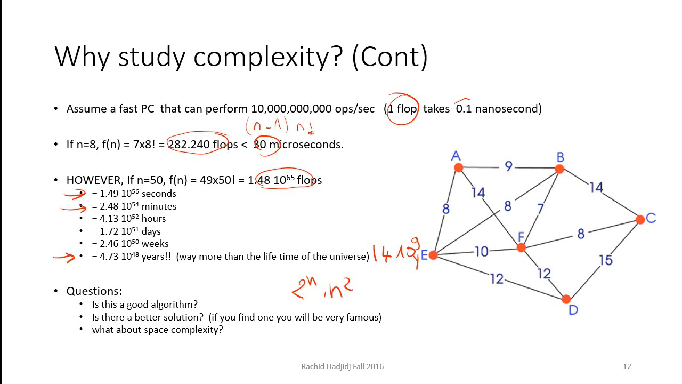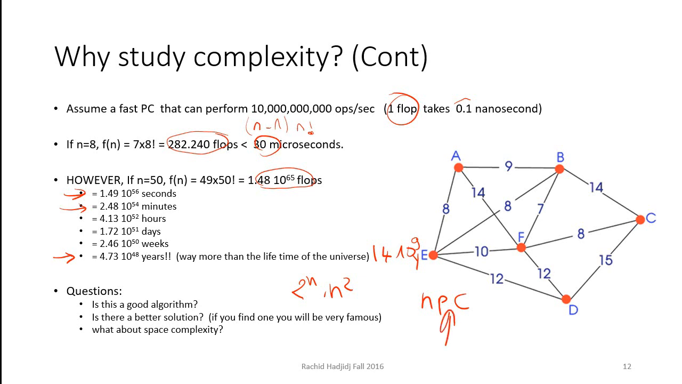So if you can come up with an efficient solution for this problem, you will definitely be very famous. Why? Because the traveling salesman problem belongs to a class called NP-complete problems, or non-polynomial complete problems. In this class, there are many other problems, and they are all related to each other, in the sense that each one of them can be translated into the other one. So if you can solve one of these problems in the class of NP-complete problems.